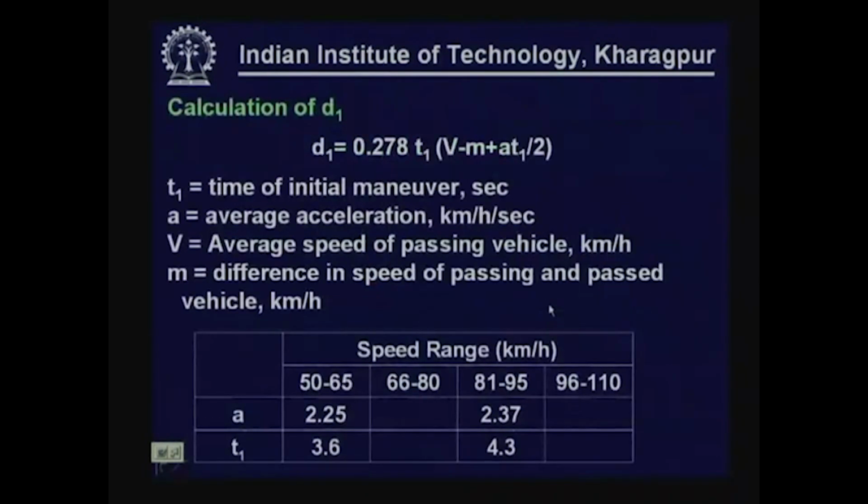Now, D1 can be calculated with the help of this formula: 0.278 T1 into (V minus m) plus A T1 squared by 2. We have discussed the basis for this equation. For different speed ranges, the values of A, that is the average acceleration, and the value of T, that is the time for the initial maneuver, are decided. So, depending on the speed range, the values can be selected from the manual.